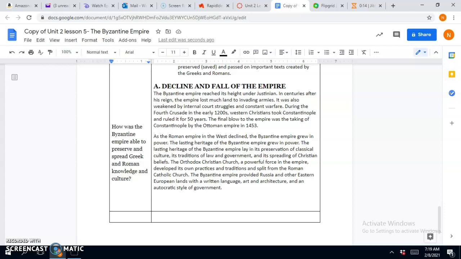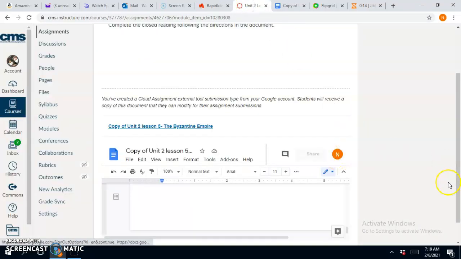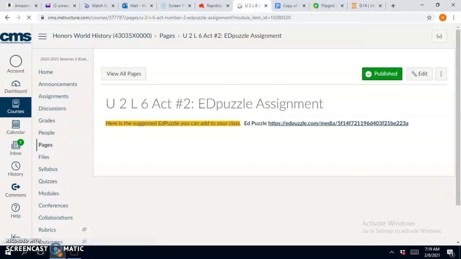The Byzantine Empire reached its height under Justinian. But then they started losing their land to invading armies. You saw before in Rome that the Huns and the Visigoths and the Ostrogoths continued to fight them. It's hard to fight off people when you are constantly being invaded. During this part of the Byzantine Empire, we start looking at the Crusades. Look what it says here. During the Fourth Crusade, Western Christians took Constantinople and ruled it for 50 years. So that information is going to help you understand what will be on the test for the Byzantine Empire.